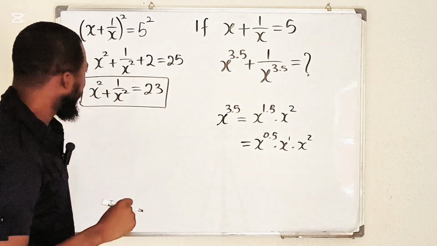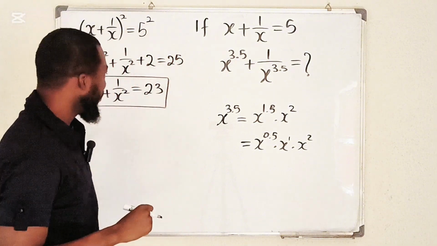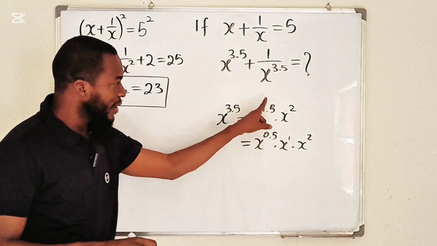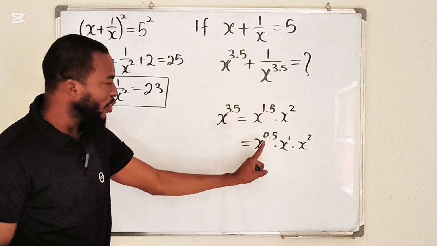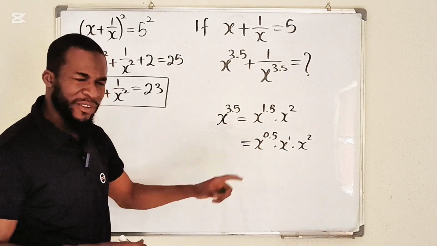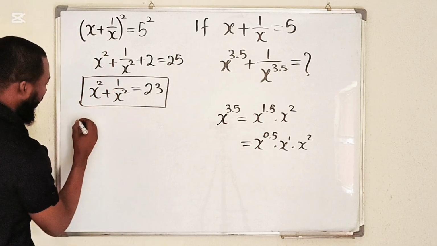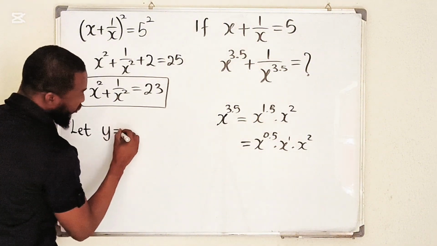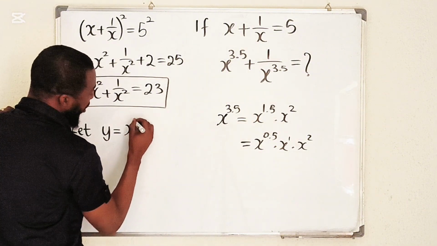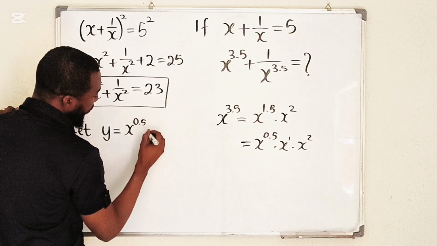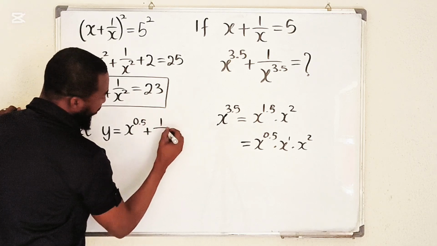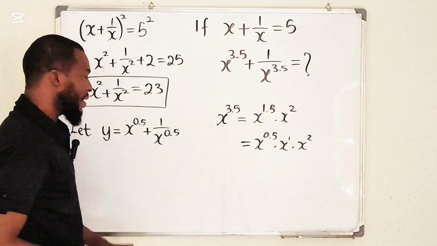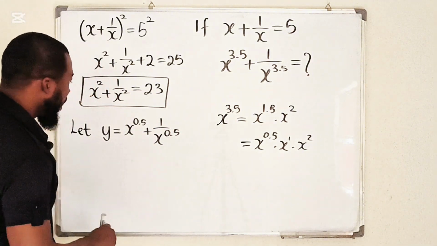All right. Then what are we going to do next? I know that if I should multiply this by this, it will give us this back. But we don't have this. So let us come up with something. Let y be equal to x raised to the power of 0.5 plus 1 divided by x raised to the power of 0.5. Yes. So from here we can square both sides.